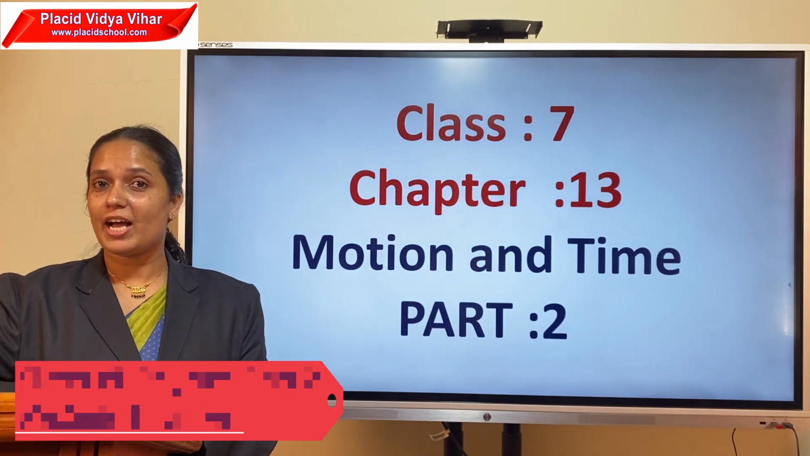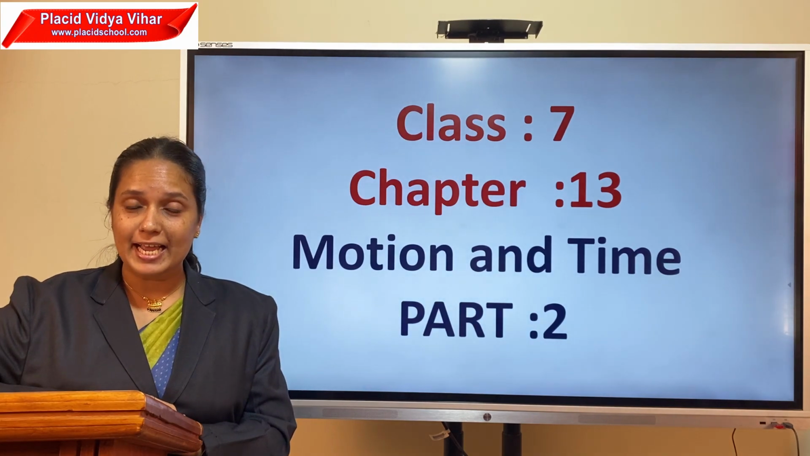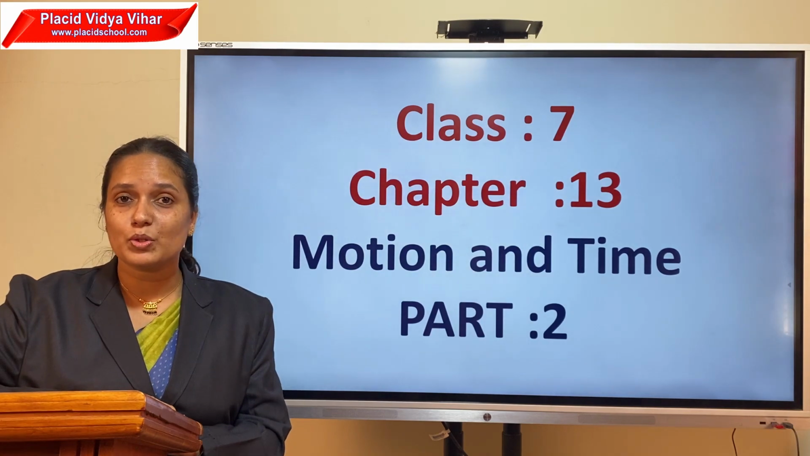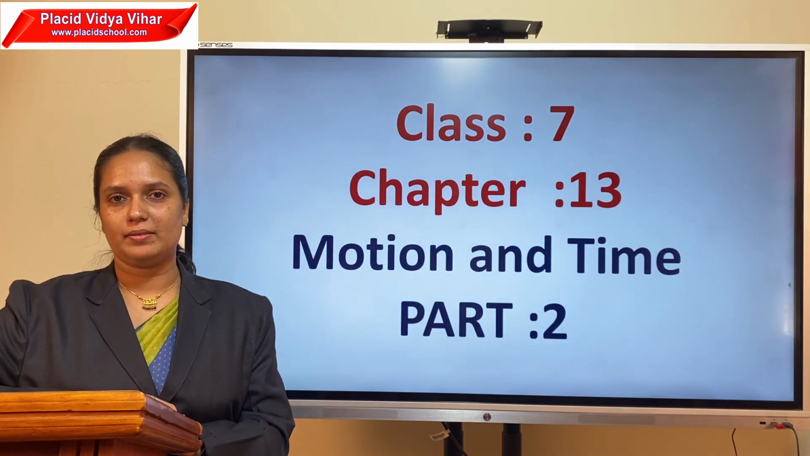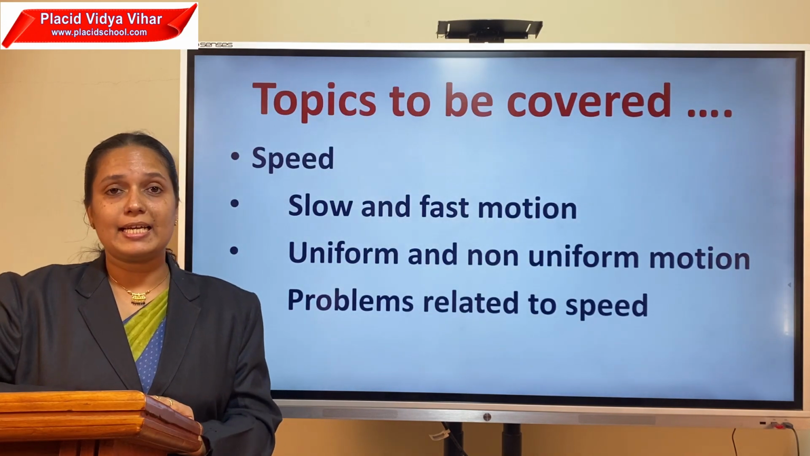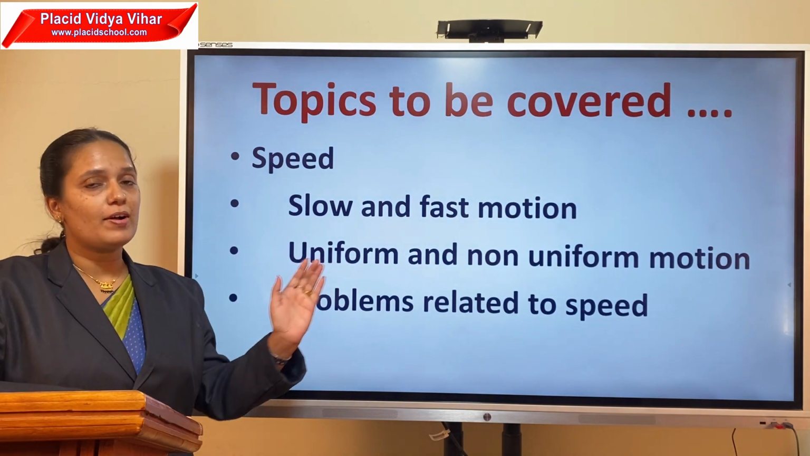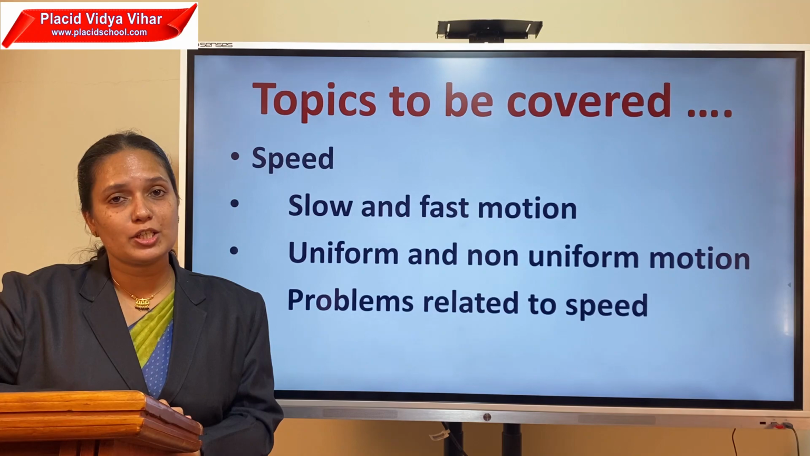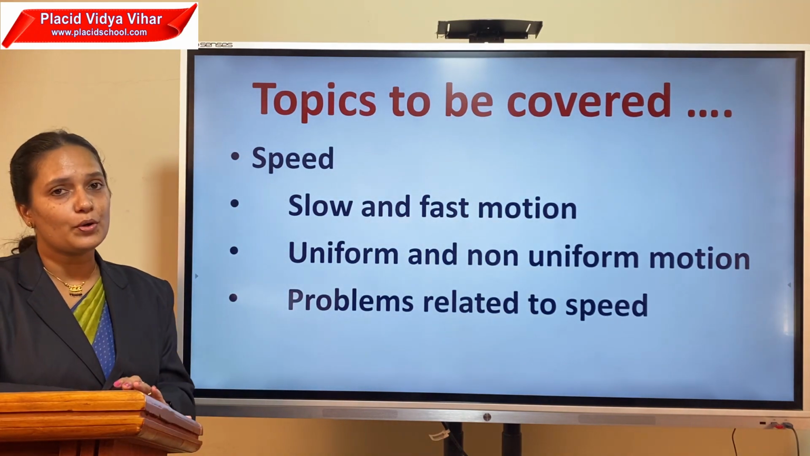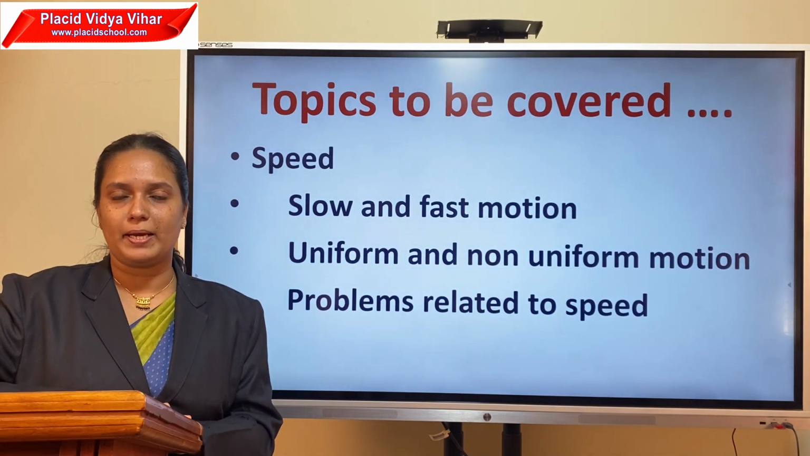In the last session, we discussed what is state of rest and state of motion, then types of motion, what is physical quantity and their classification, and how to describe motion of an object. Today, we will discuss speed, then classification of motion based on the value of speed, that is slow and fast motion, then classification of motion based on the consistency of speed, that is uniform and non-uniform motion. Then also we will do some problems based on speed.